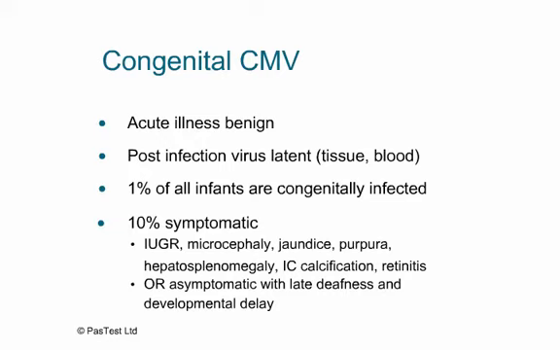Approximately 0.5 to 1% of all infants born in the West are congenitally infected with CMV. Of these, approximately 10 to 20% are symptomatic. About half of those have an acute presentation, which is the presentation we think of with congenital CMV, with IUGR, microcephaly, jaundice, purpura, hepatosplenomegaly, and then retinitis and intracranial calcification, and some or all of these.